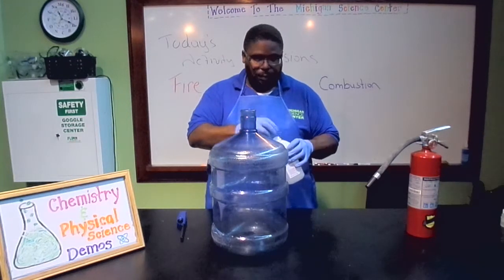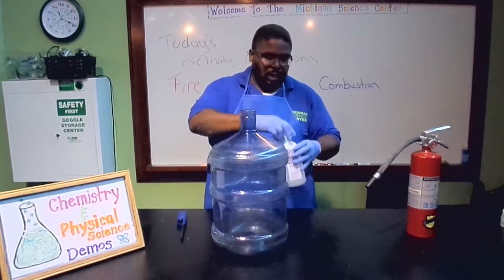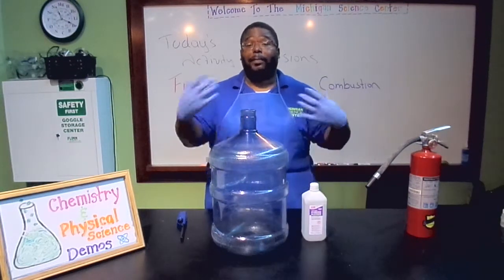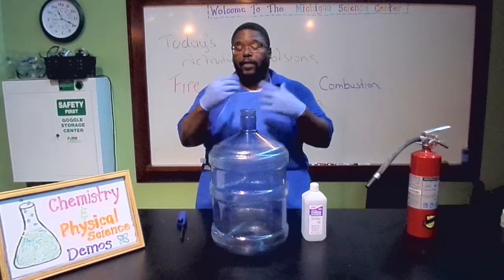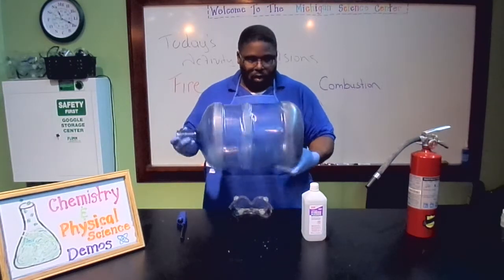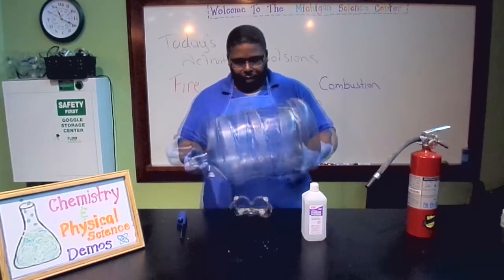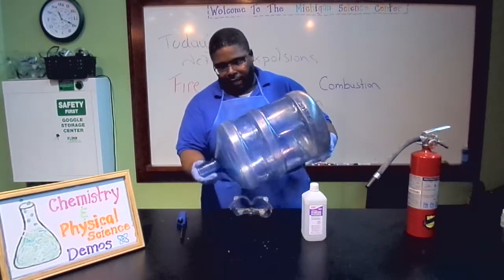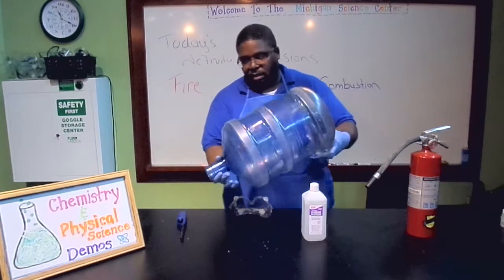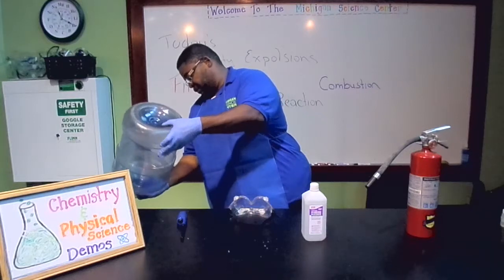So what I want to do is I just pour a little bit of alcohol inside this empty container. And the reason I'm using alcohol is because it evaporates very quickly. Those vapors are very flammable. What I want to do is I want to coat the inside of this container, and drain off the excess alcohol. I don't want too much.